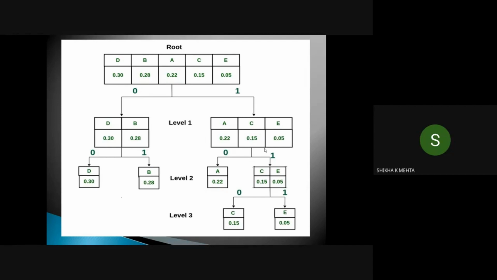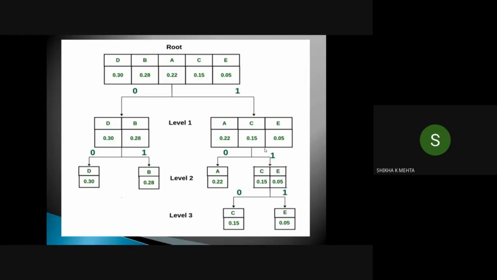So here you can see the code for D is 0 0, and the code for B is 0 1. Here we have both Huffman coding as well as Shannon Fano coding. In both techniques, we are getting variable length codes.